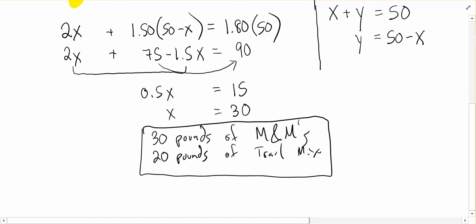Now to make sure this answer makes sense, we do have a total of 50 pounds, and going back to our common sense approach, this was actually one of our guesses. We said maybe 30-20, maybe, I don't know, 28-22, but this was actually one of our guesses. So it makes perfect sense because we already got this through a common sense approach.